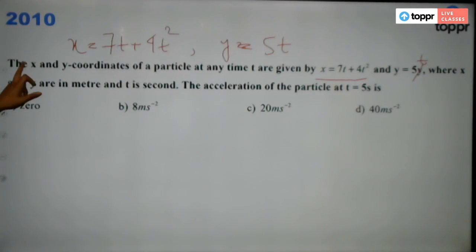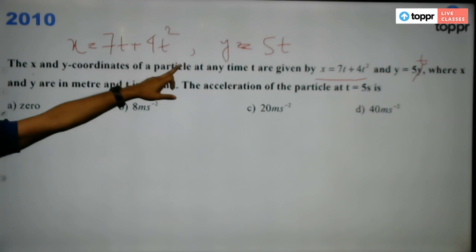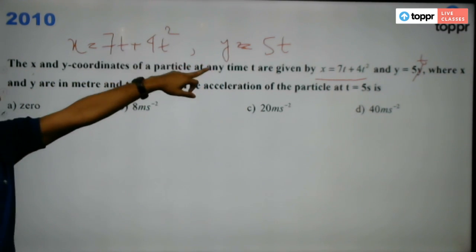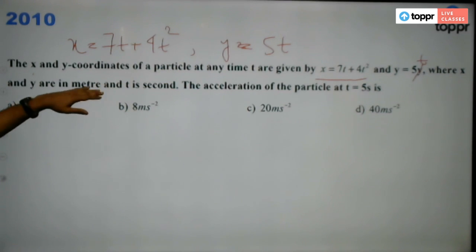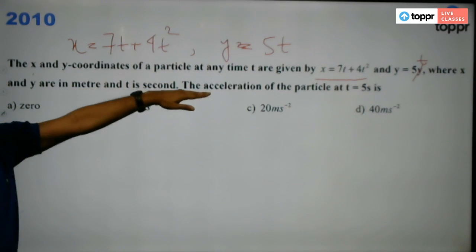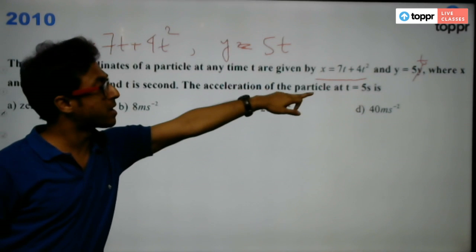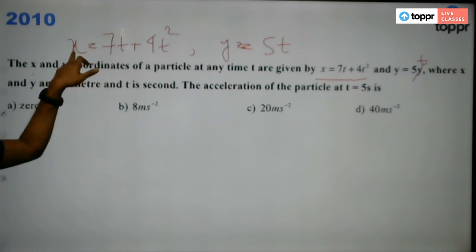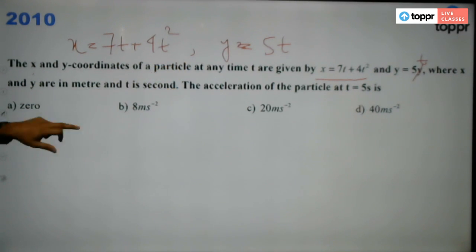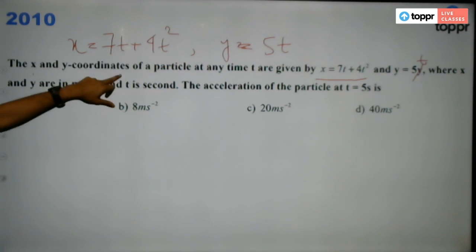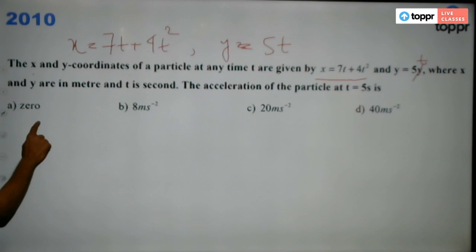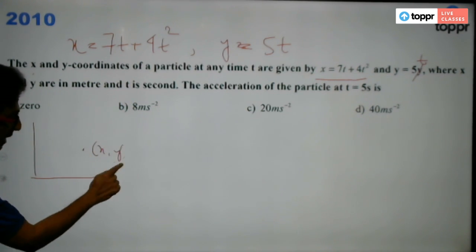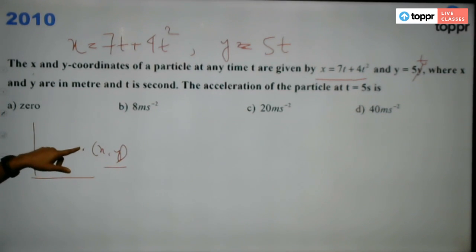Right? So x and y coordinates of a particle at any time t are time dependent. These are the equations where x and y are in meters and t is in seconds. We have to find out the acceleration of the particle at t equal to 5 seconds. Now see, x and y, what are they? x and y are nothing but the position coordinates of the particle. Where the particle lies, it is nothing but the position.